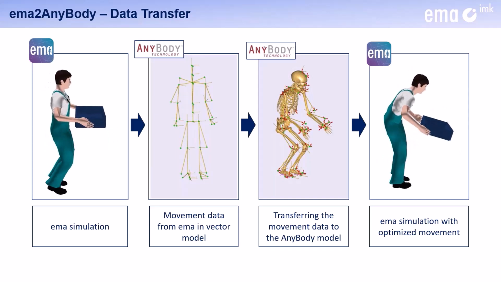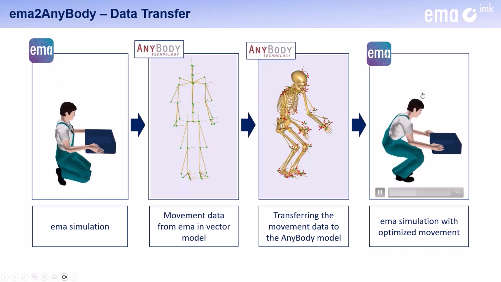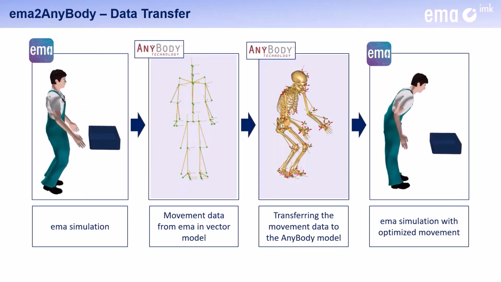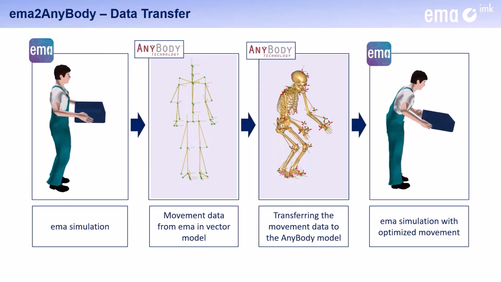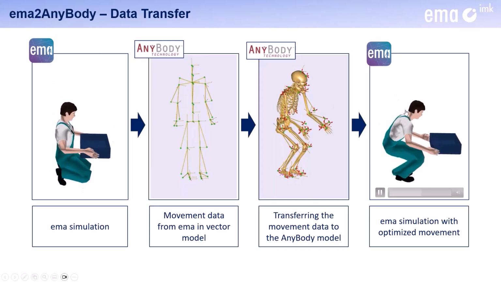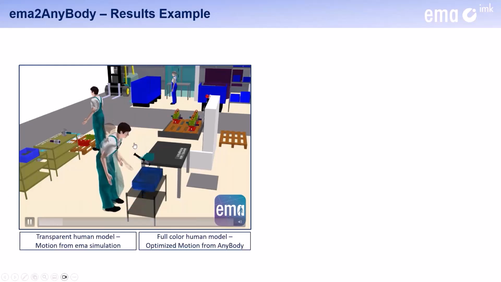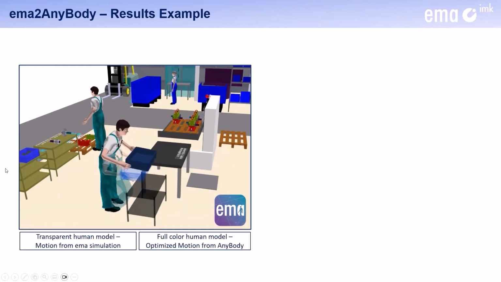And it's not only a visualization. Maybe this movement looks realistic, or a little bit more realistic than this movement automatically generated in EMA, but you also get all the results. Here is a short example, a comparison of both movements.